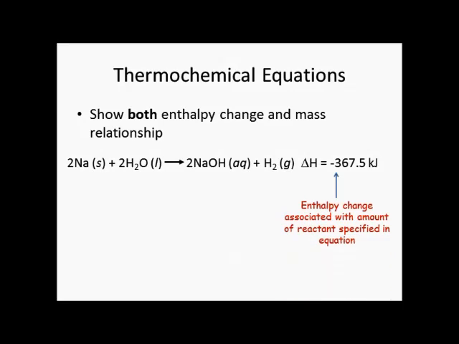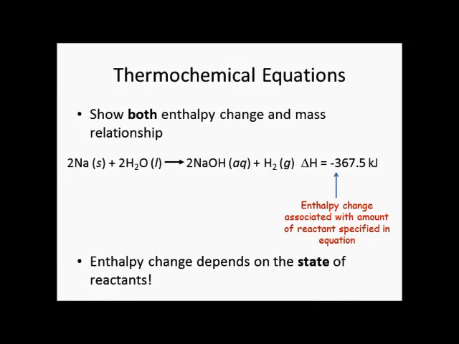What this means is that minus 367.5 kilojoules is the enthalpy change associated with the reaction of 2 moles of sodium solid with 2 moles of liquid water to form 2 moles of sodium hydroxide and 1 mole of hydrogen gas. Note that since the initial and final states of a given reaction depend on the physical state as well as the chemical species, it is critical for thermochemical equations to include state symbols.